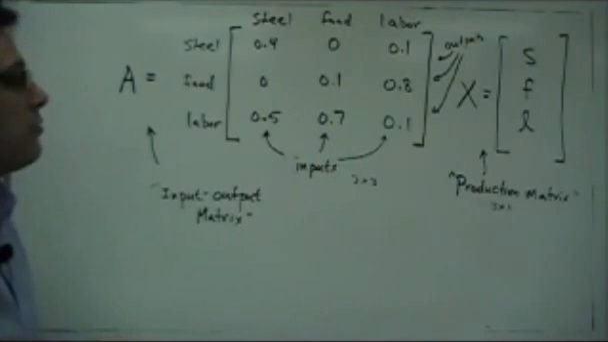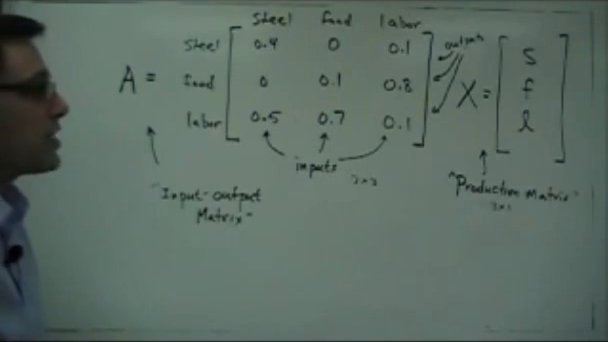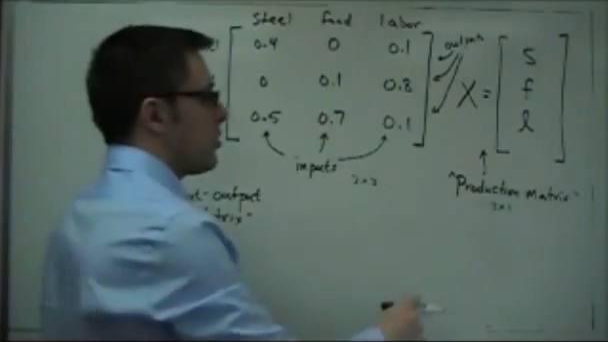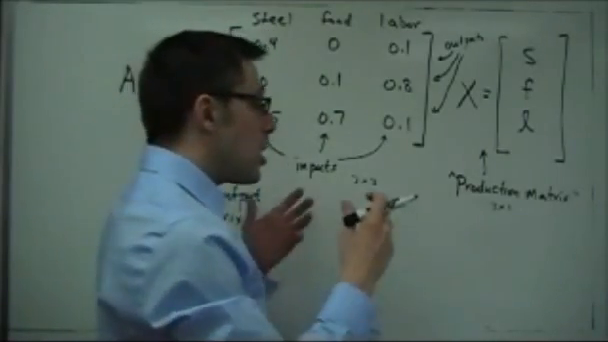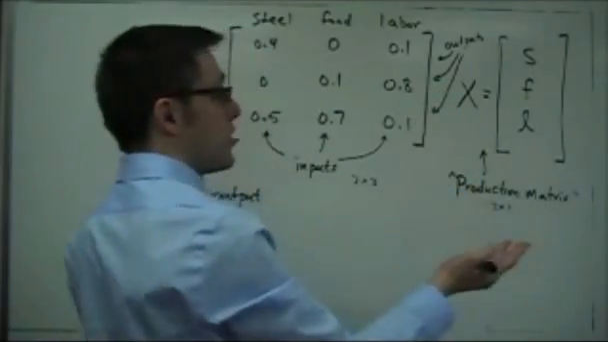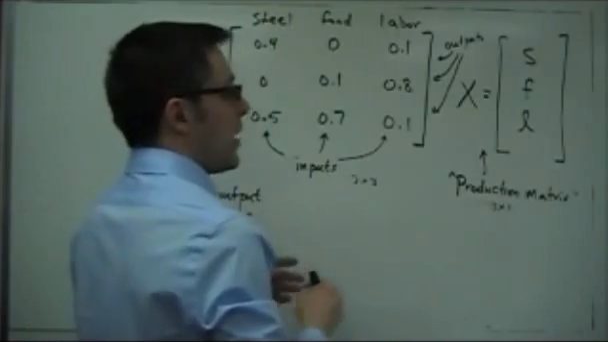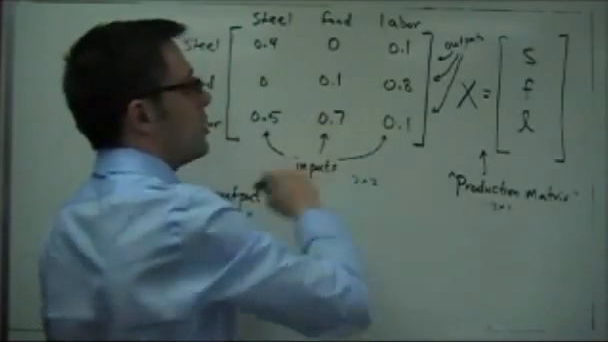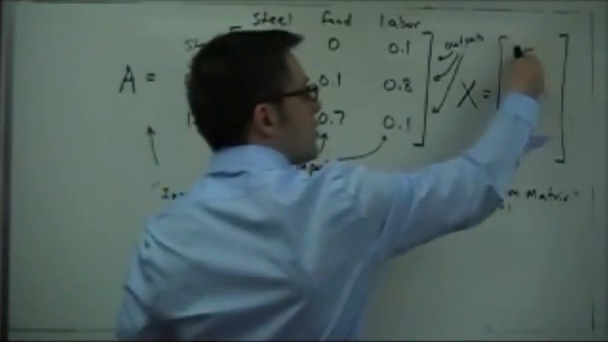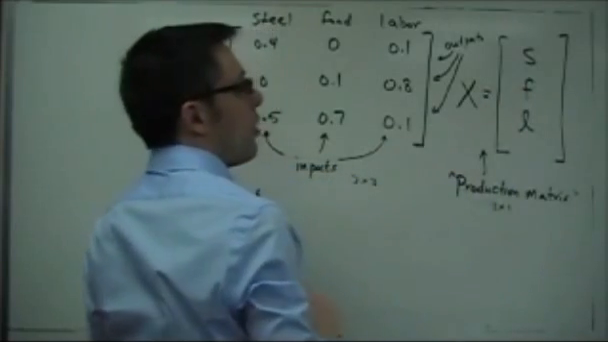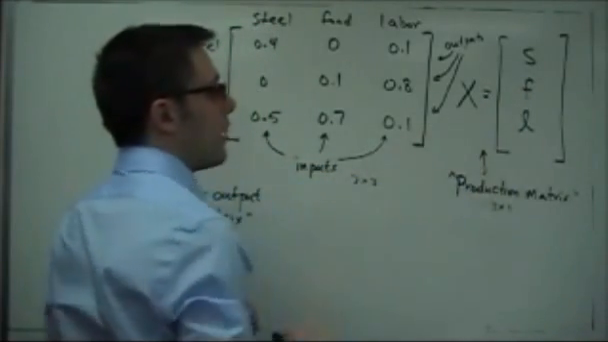Another kind of matrix required for this kind of model is what's called the production matrix. It's going to be a column matrix. It's 3x1 in this particular case. And it has to do with how much we're producing for each particular sector. So S stands for steel, F for food, and L finally for labor.